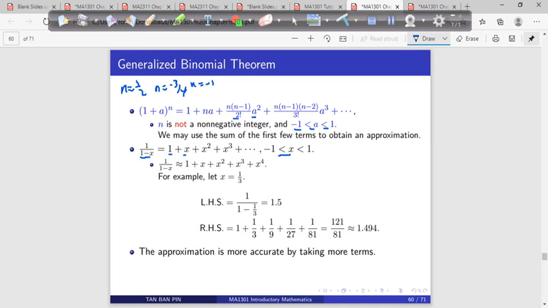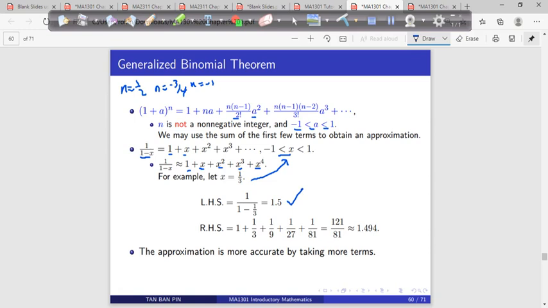And let's look at 1 over 1 minus x. If you approximate 1 over 1 minus x by 1, x, x squared, x cubed, and x power 4, if you choose a number like 1/3, 1/3 is between minus 1 and 1. So if you sub into the left hand side, 1 over 1 minus x with x as 1/3, the left hand side gives you 1.5.